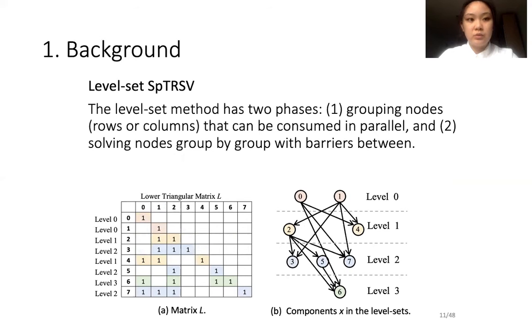Next, let's review the current sparse triangle solve algorithms. I will show the level set algorithm in this slide. The level set method has 2 phases. The first is grouping nodes according to their rows or columns that can be consumed in parallel. The second is solving nodes group by group with barriers between.